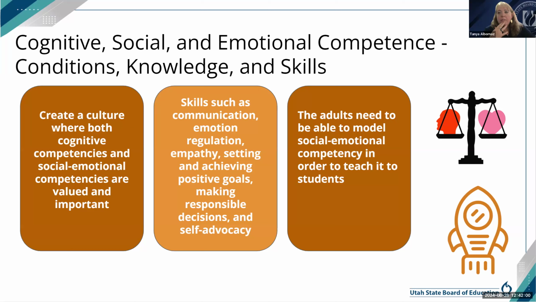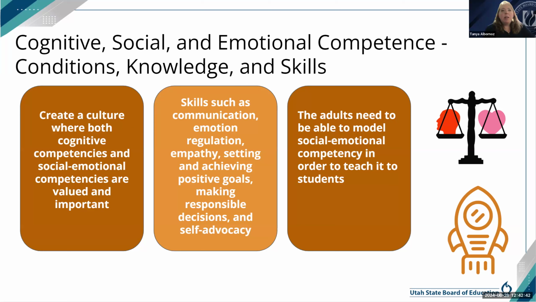And what a lot of times people forget is that it's really difficult for students to learn unless they can also be socially emotionally regulated. So create a culture where both cognitive competencies and social emotional competencies are valued and important. And I am very aware that that's a struggle in today's atmosphere. There's a lot of talk out there about how those things maybe don't belong in schools, but we need to help parents and educators and people understand that it's really hard, again, for students to learn. You need both sides of that equation.